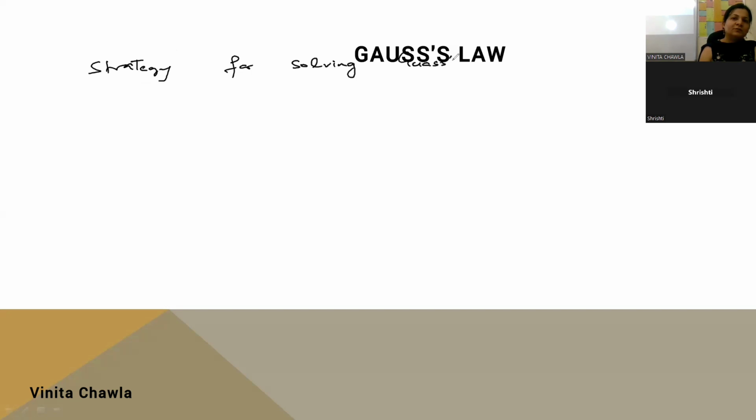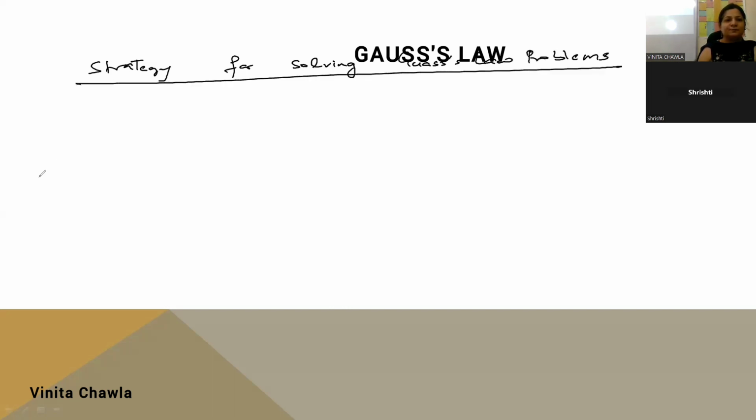Gauss law problems. स्ट्रैटेजी क्या यूज करते हैं गॉस लॉ प्रॉब्लम्स को सॉल्व करने के लिए? Number 1, to apply Gauss law, we construct a Gaussian surface. So we construct a Gaussian surface first, enclosing the charge.